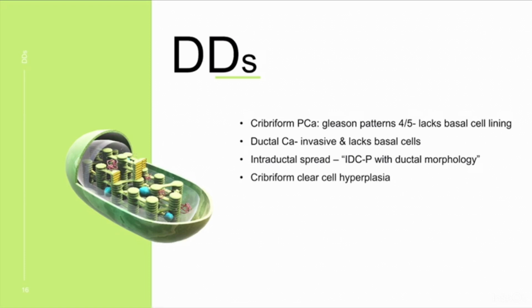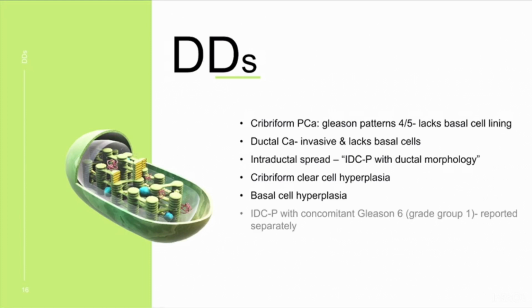And then cribriform clear cell hyperplasia. In this you will see benign glands, but then there will be hyperplastic epithelial proliferation as well as the cytoplasm will be clear. And basal cell hyperplasia, as I said, the basal cells will be proliferated in the prostate gland, so they will show basal cell markers positive throughout the gland. And then if IDC-P is coming with concomitant low Gleason grade, that is Gleason 6 in prostate biopsy, we should report it separately.